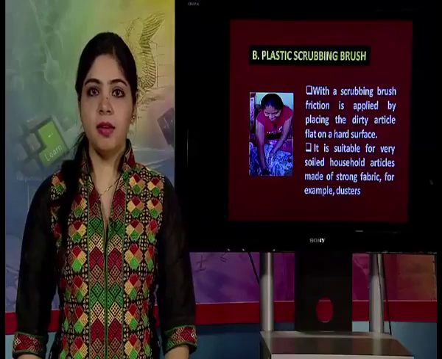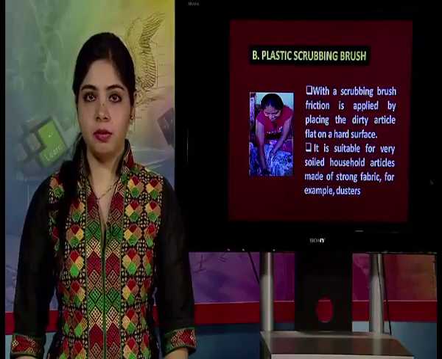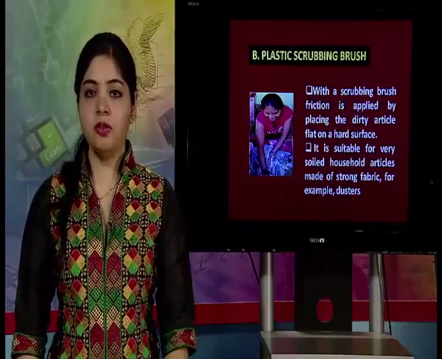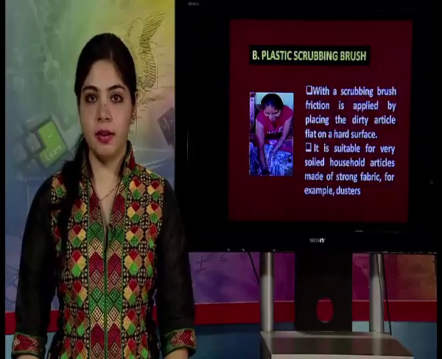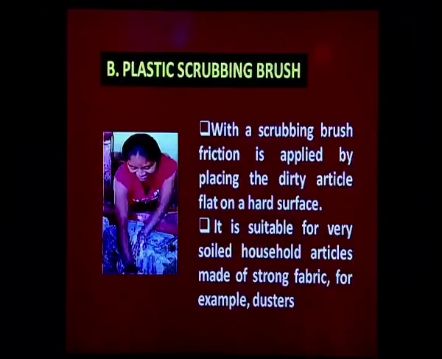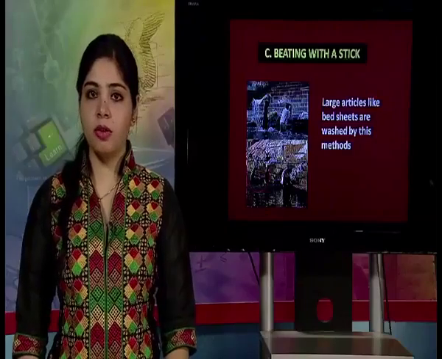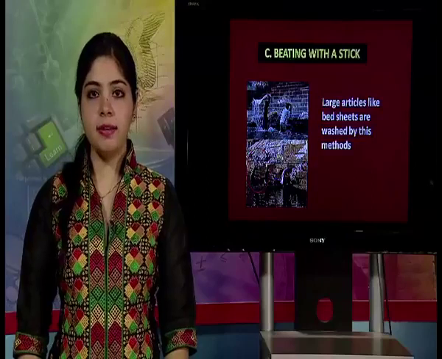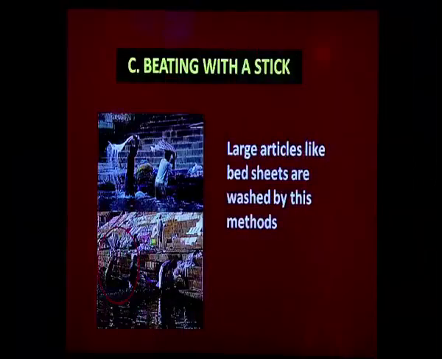The second method is scrubbing with a plastic brush. With a scrubbing brush, friction is applied by placing the dirty article flat on a hard surface. It is suitable for very soiled household articles made up of strong fabrics, for example, dusters. The third method is washing with a stick. Large articles like bed sheets are washed by this method.